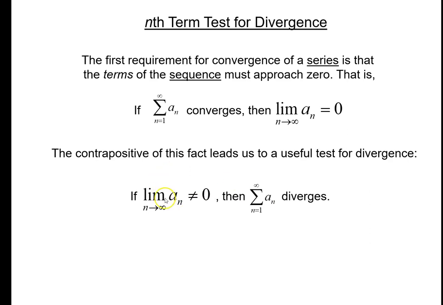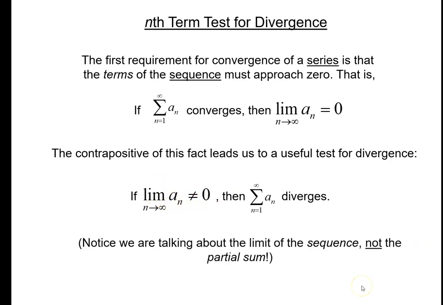So if you can tell right away that this limit is going to go to anything other than 0, then that indicates that the series is going to be diverging. Notice we were talking about the limit of the sequence, not the partial sum. So for this test, I'm only looking at whatever a sub n is, whatever this term is without the sigma. That's what we're looking at the limit for.